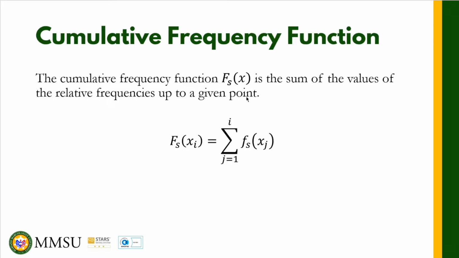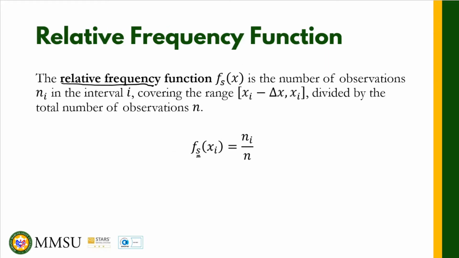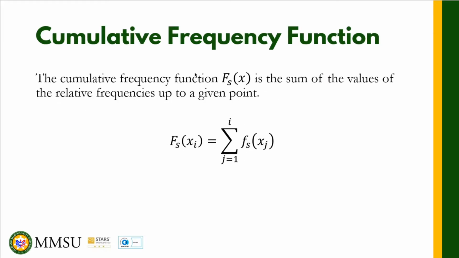The cumulative frequency function F_s of x is the sum of the relative frequencies up to a given point. Basically, this is just the sum of the relative frequencies up to that interval below. So we just need to sum the relative frequencies in this case. This is for the discrete case. We'll take a look at this one in our example later on.